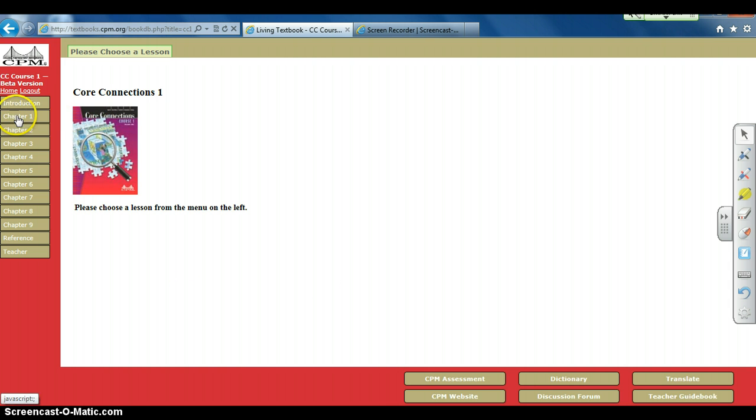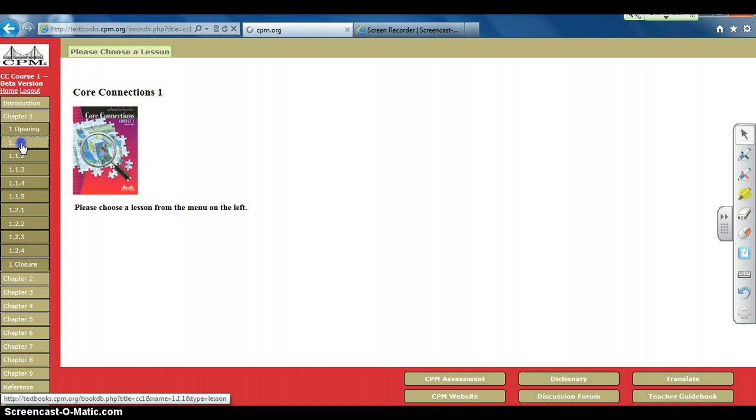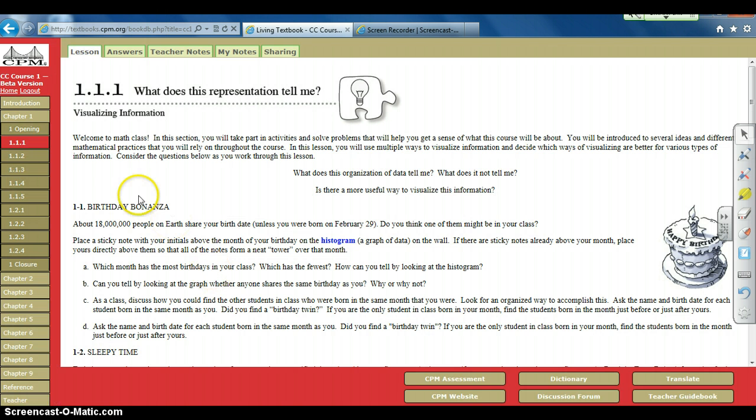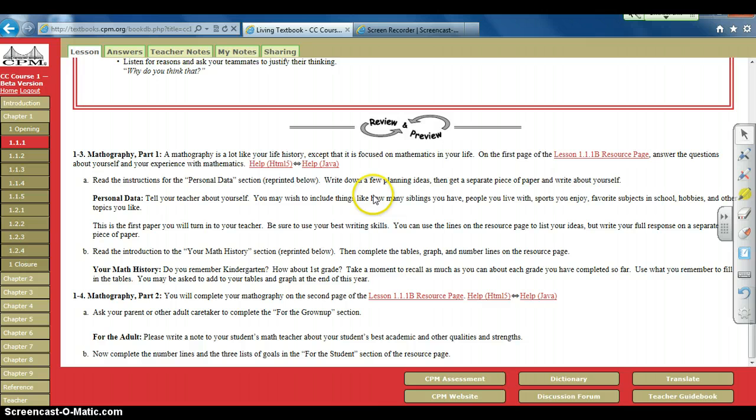That's where the review preview is on. If you're using the ebook, you're going to click into chapter 1 and go to the first lesson, 1.1.1. What does this representation tell me? And you're going to want to scroll all the way down to the review and preview section here.